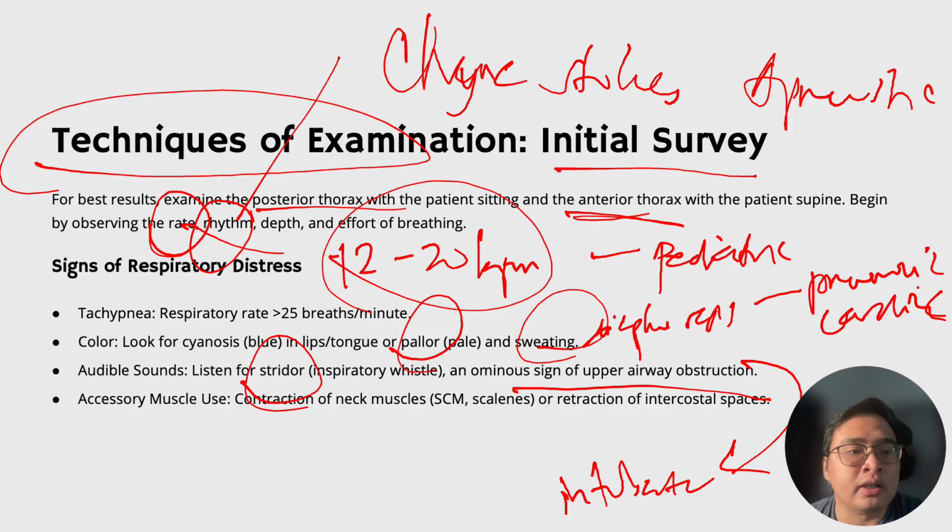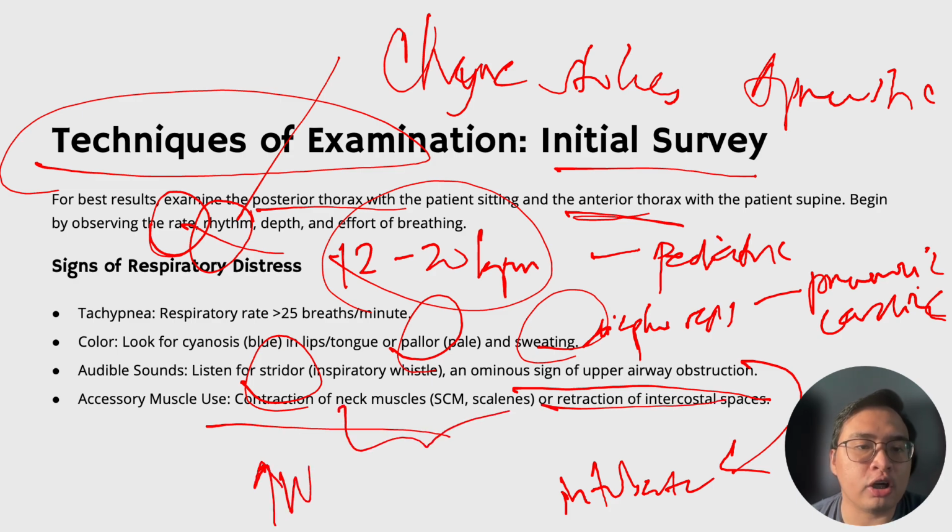Okay. Lastly, you could check for accessory muscle use. As I have mentioned earlier, we use the diaphragm mostly for inspiration. But if you use the neck muscles like the sternocleidomastoids or the scalenes, or if you could see any retraction of intercostal space, then that means there is increased work of breathing. The patient has labored breathing. Okay.